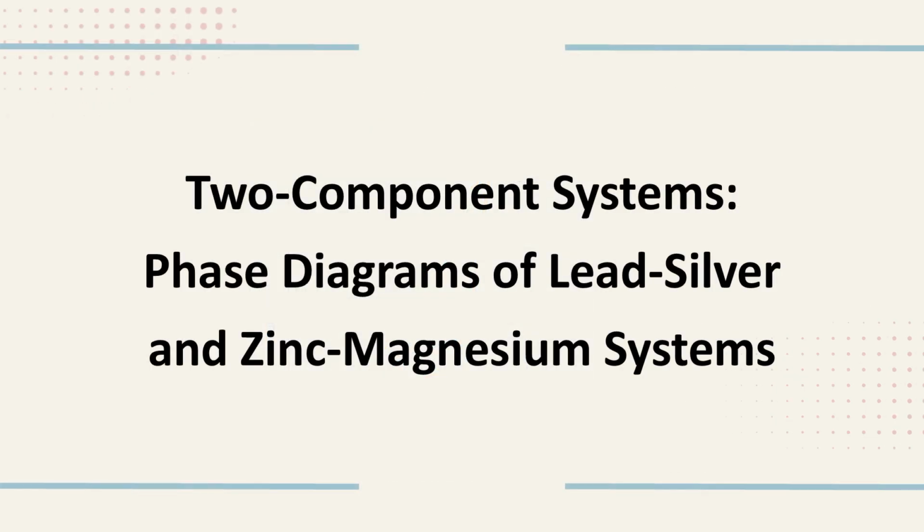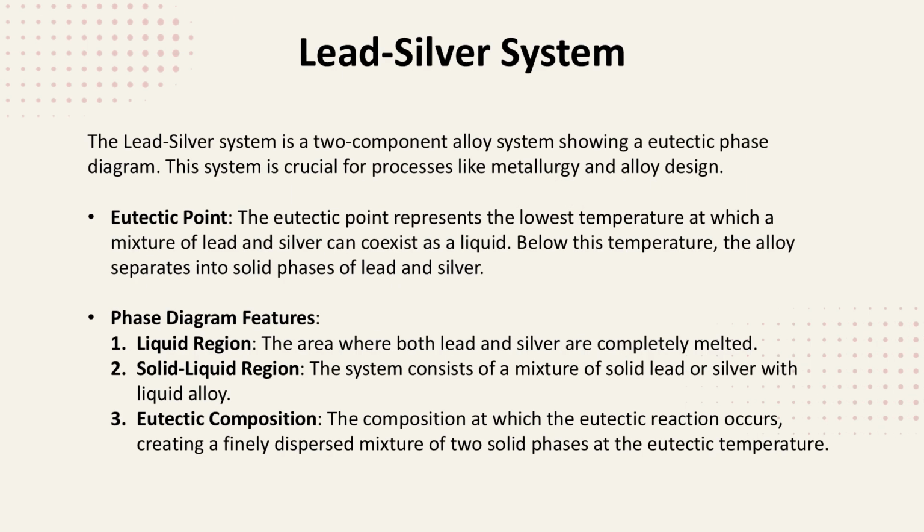Two-component systems contain phase diagrams that represent the interaction of two substances. The lead-silver system phase diagram highlights eutectic behavior. Eutectic point: the lowest temperature where liquid lead and silver coexist. Below this, the alloy separates into solid phases.